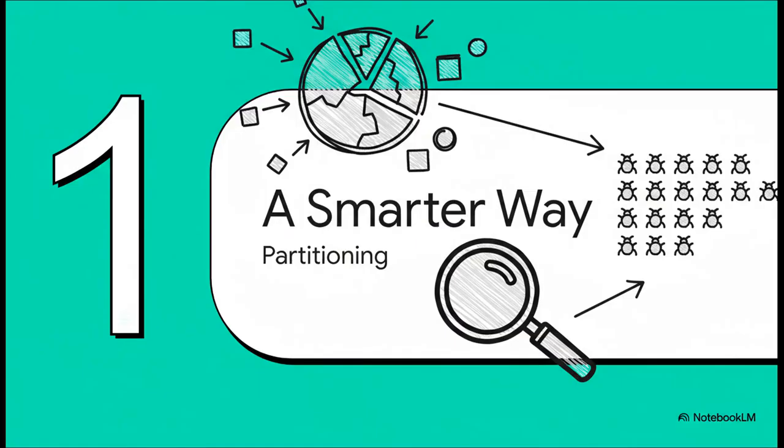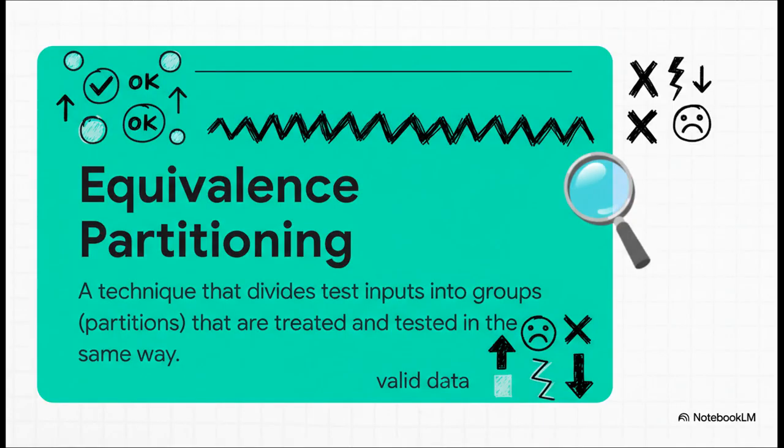Okay, so this is where we get clever. Our first technique is a classic divide and conquer strategy. It's all about taking that basically infinite pool of test cases and shrinking it down to a small, smart, and totally manageable set. It's a technique called equivalence partitioning. And the idea is actually pretty simple.